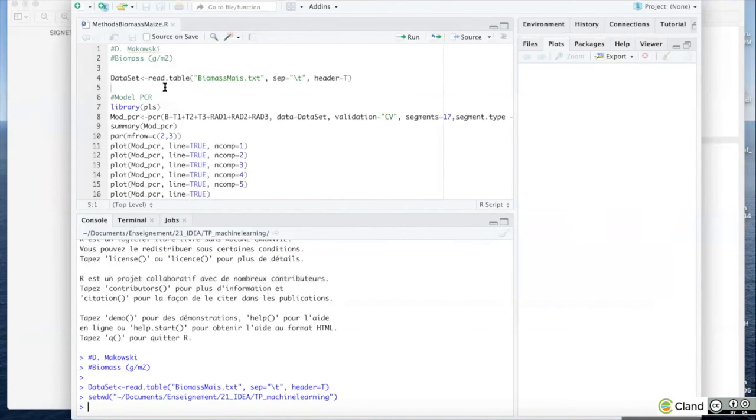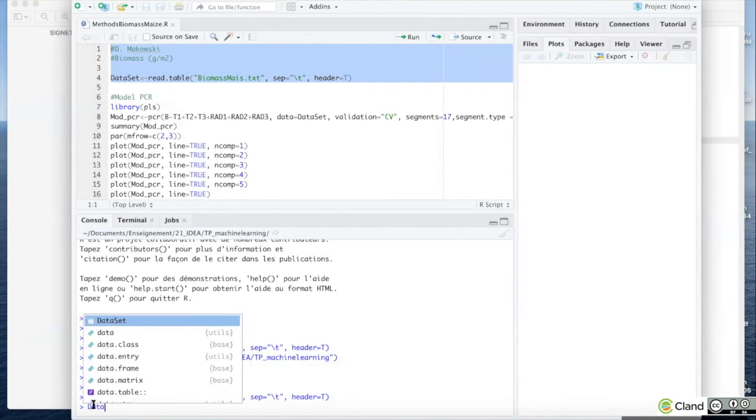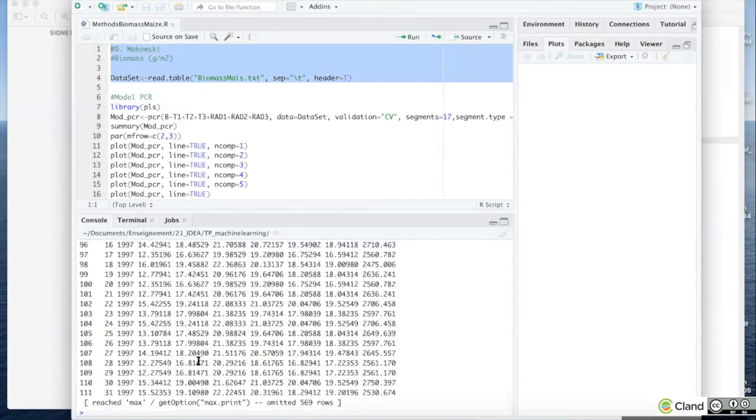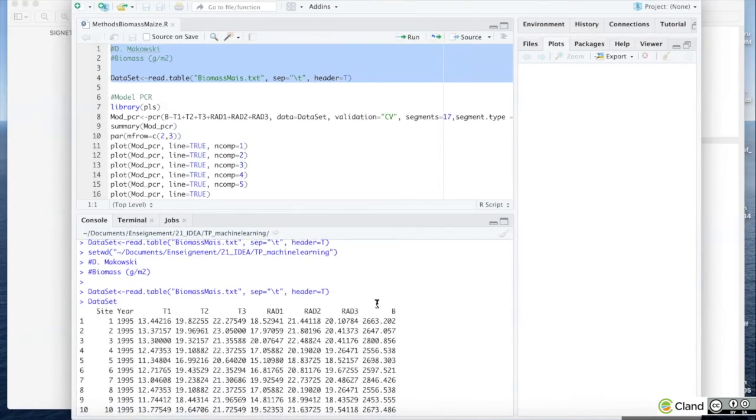And then I can read the dataset. So if I type now the dataset, clearly I was able to read it. I have the dataset here, the biomass here, the input.